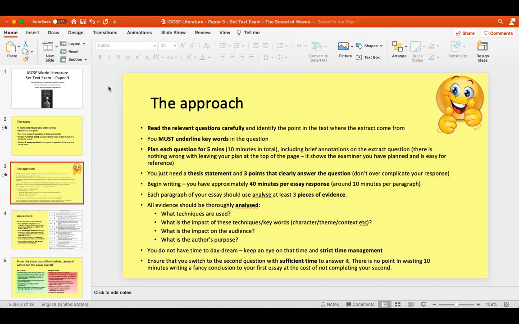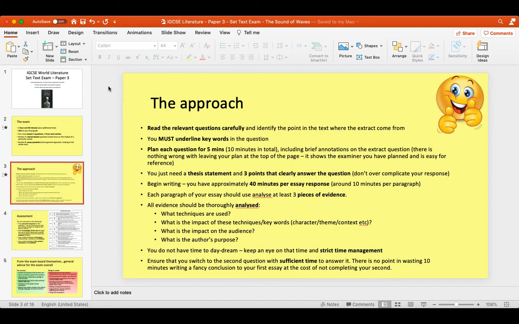Finally, make sure you switch to section B with sufficient time to answer it. So halfway through the exam, 45 minutes into the exam, or about 50 minutes, 55 minutes if you've got extra time, about 50 minutes into the exam, you must make sure that you switch questions. Otherwise, you're not going to finish.